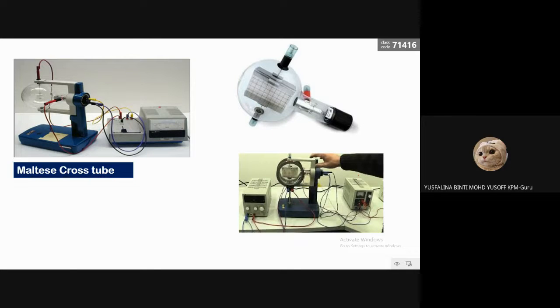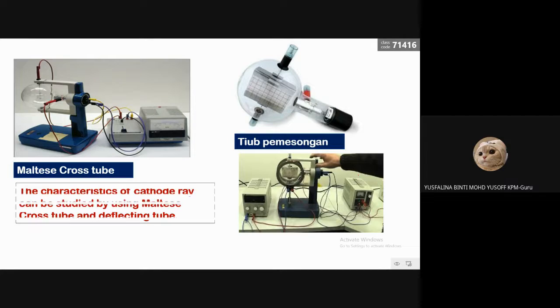Then we have the Maltese cross tube, which I already mentioned just now. And this is the deflection tube. We have the Maltese cross tube, and then we have the deflection tube, the one that has X deflection and also Y deflection.